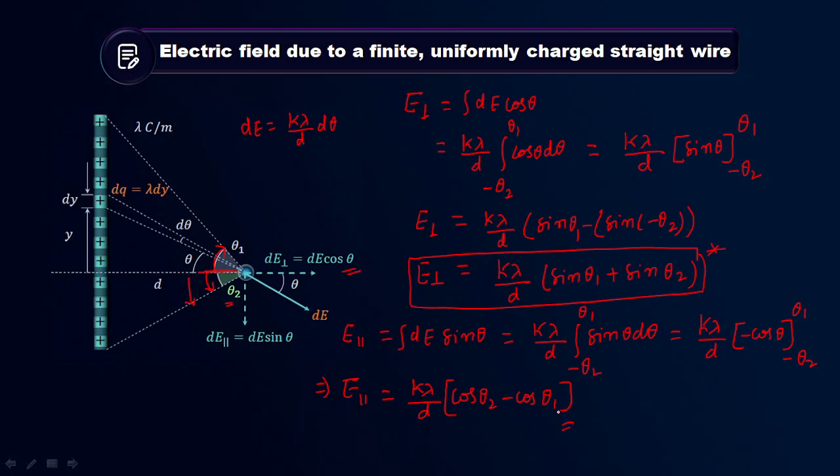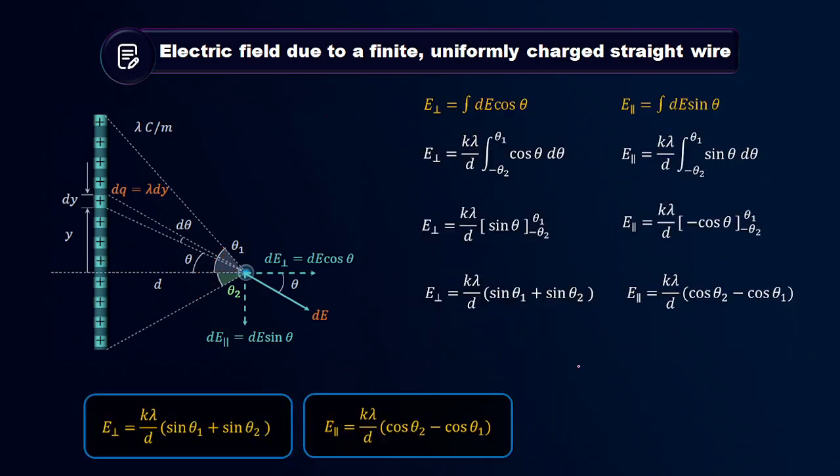Simple, easy. Cos plus theta or minus theta is cos theta only, right? So it will be cos theta 2 minus cos theta 1. That is the component of electric field which is parallel to the wire, right? Clear to everyone? Very simple, very easy. Now, E perpendicular and E parallel we can find.